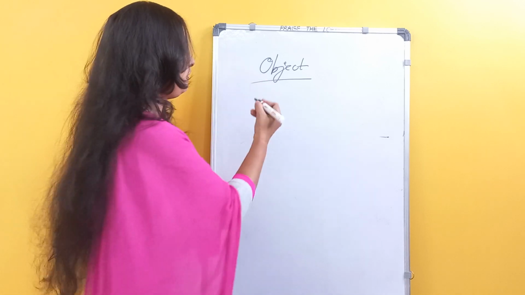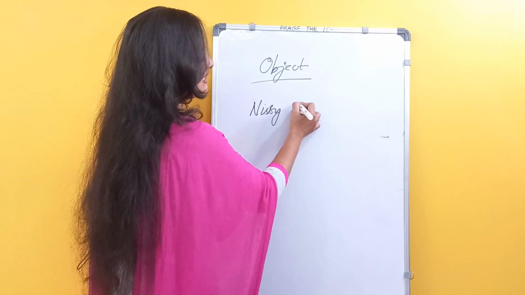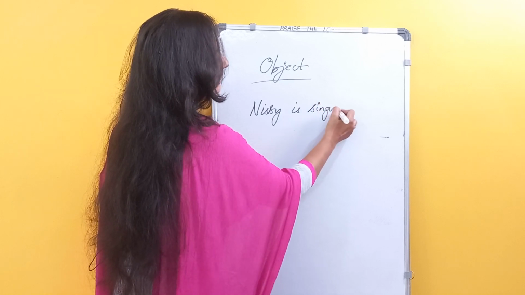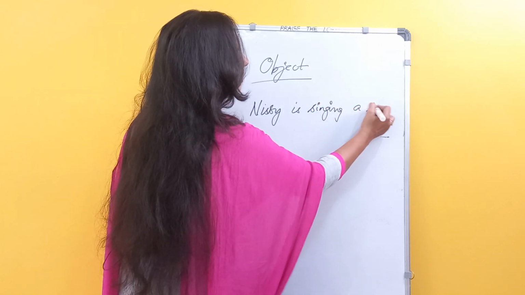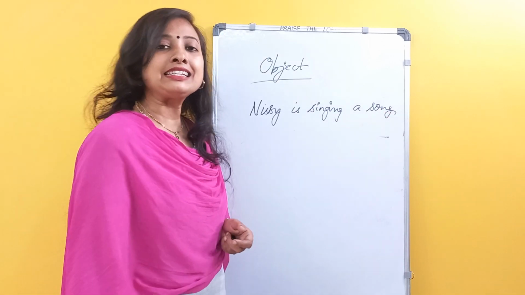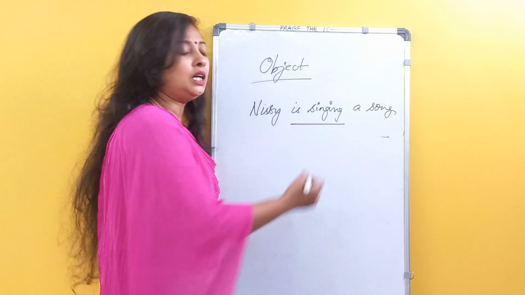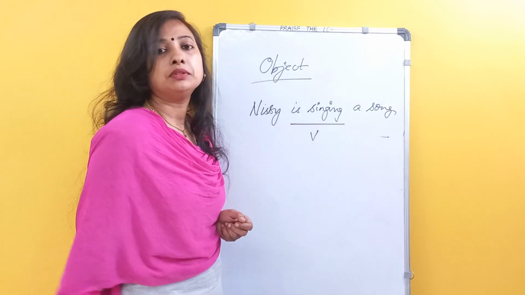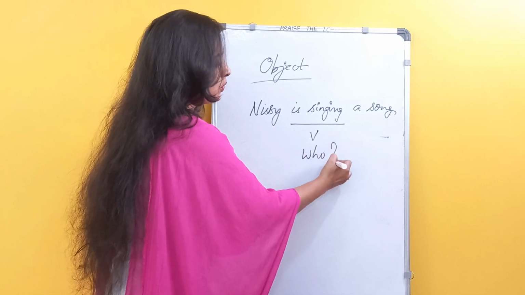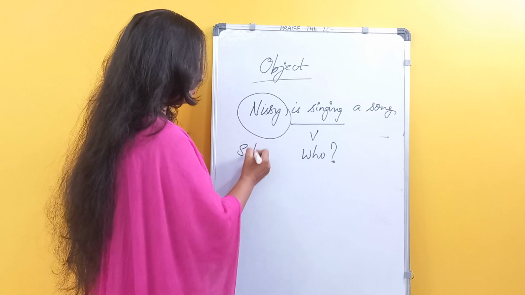Okay, so if we take "Nisi is singing a song." Here, singing is the action, that is the verb. So what is your subject? Who is singing? Nisi is singing. So this is the subject.